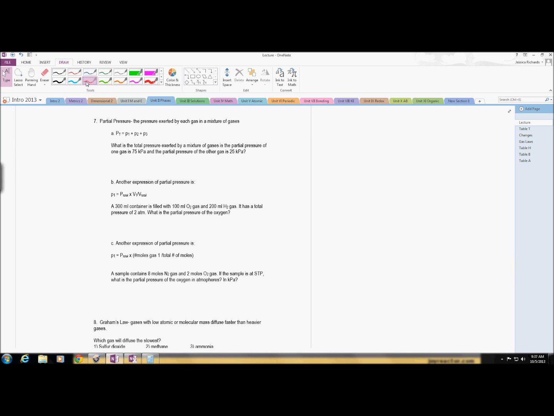In partial pressure, the really hard concept here is that the sum of the parts equals the total. And that's really it. So if you have a mixture of gases, and there's more than one type of gas in there, if you add up all of their partial pressures, then it would have the total atmospheric pressure of that sample. This is how a breathalyzer works.